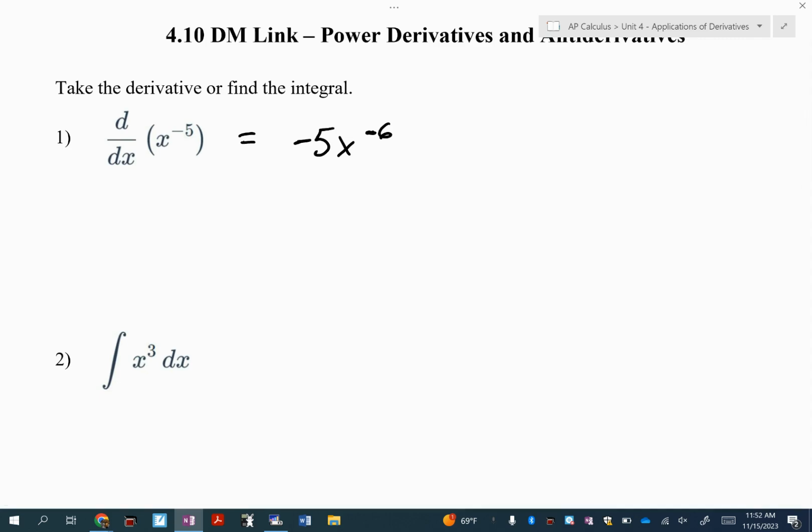d dx means to take the derivative. An integral, we're going to go backwards. Well, we just practiced it. But I want to make sure we're good here, because if you can't take derivatives, you really shouldn't do antiderivatives.